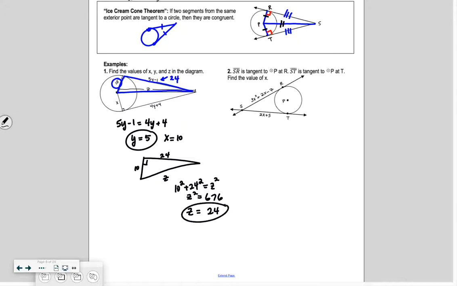All right, so the next one. Who can set up my equation for me? Do I have the ice cream cone theorem? What's the ice cream cone theorem say? You guys are dying, man. It's really not that bad. We got 2 more problems, and then you can work on your homework. Wow.